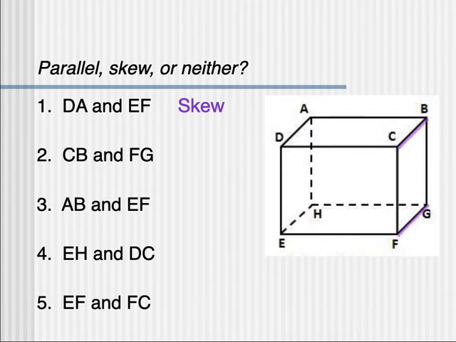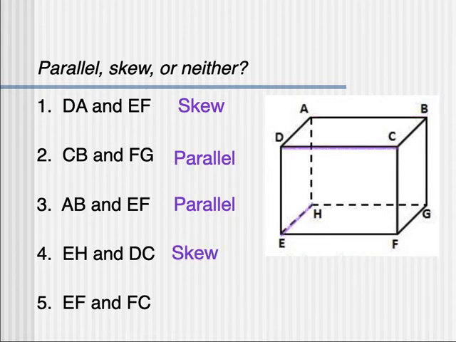Look at question 2. If you go highlight CB and FG, decide whether that's parallel, skew, or neither. If you said parallel, well done, they're lined up the same direction, they're on the same plane. Go ahead and try number 3. Number 3, you should get parallel. They're lined up the same direction, and you could create a diagonal plane that would contain them both. So they are technically coplanar because you could draw a plane that contains AB and EF. Try number 4.